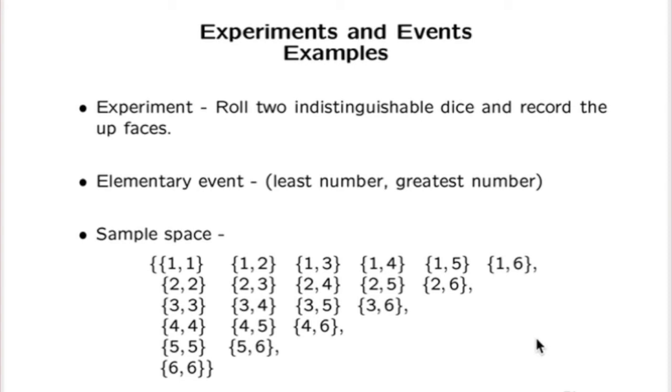Now I want you to notice something. In this experiment, the sample space only has 21 elementary events. In the previous example, where the dice were distinguishable, the sample space contained 36 events. So in problems like this, where we're rolling dice or something like that, it depends on whether the objects are distinguishable or indistinguishable. That has an impact on the number of elementary events in the sample space. And we're also going to see that it has an impact on the probability structure on that sample space.